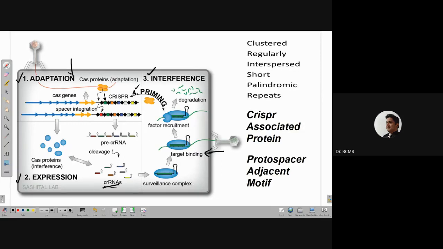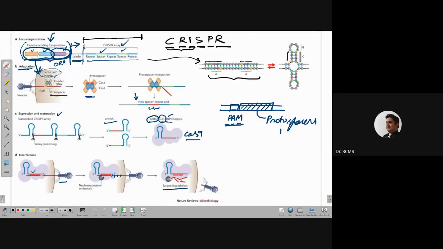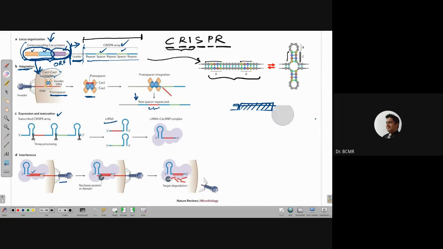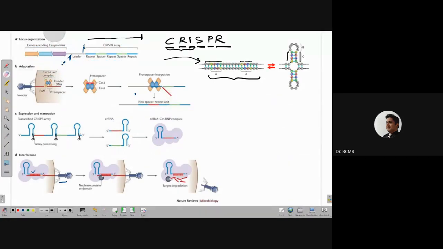So the first time, adaptation is a kind of naive acquisition. I hope you also understood this part, where it is basically the same thing. The first one is the Cas proteins. Some Cas proteins are involved in integration, taking the protospacers and incorporating them into the CRISPR array, like here. Some are involved in interference. So Cas1 and Cas2 are involved in adaptation. Cas9 is involved in interference.